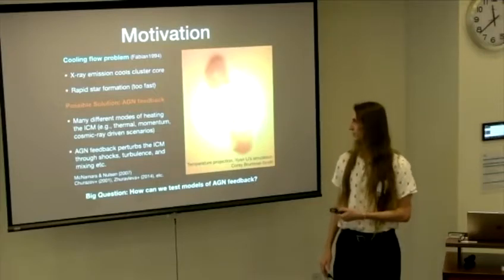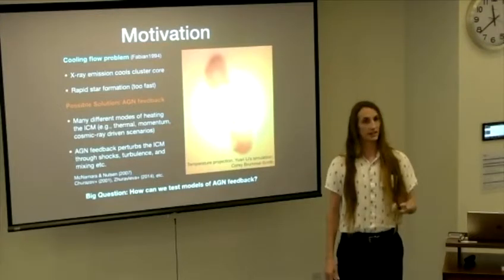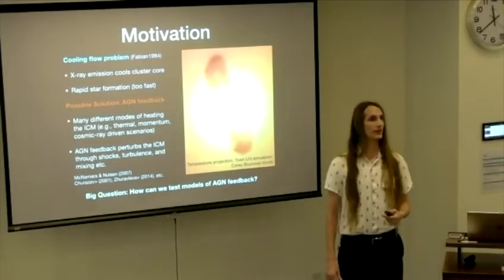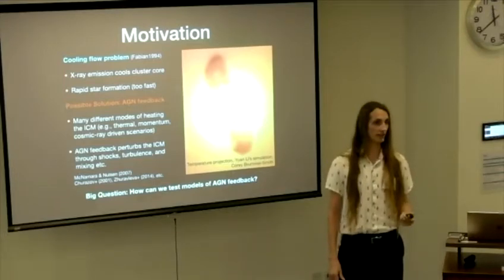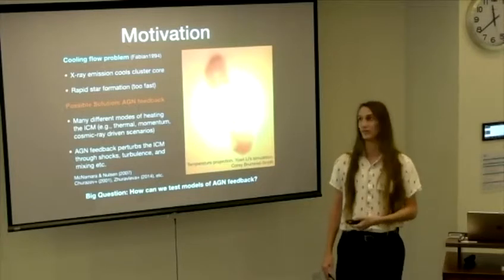And the big question we're trying to study here is, we do have evidence that it can offset this cooling flow problem and solve that, but is this what the AGN is actually doing in nature? How do we test that? And really we need to compare with observations to do that.